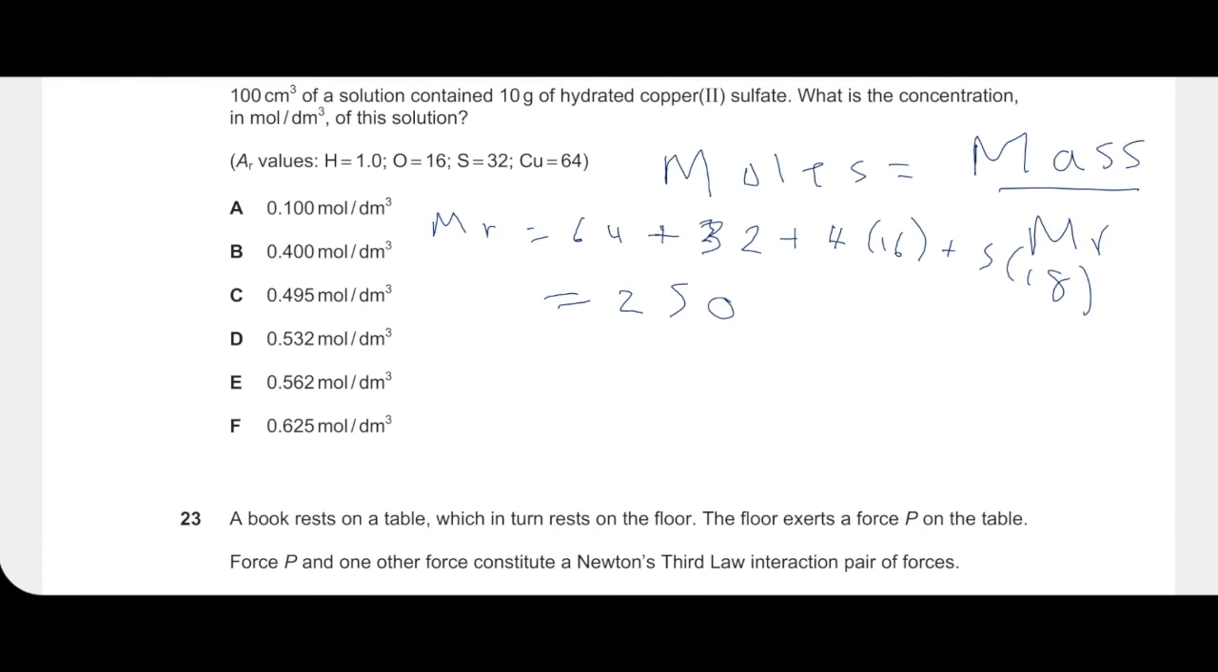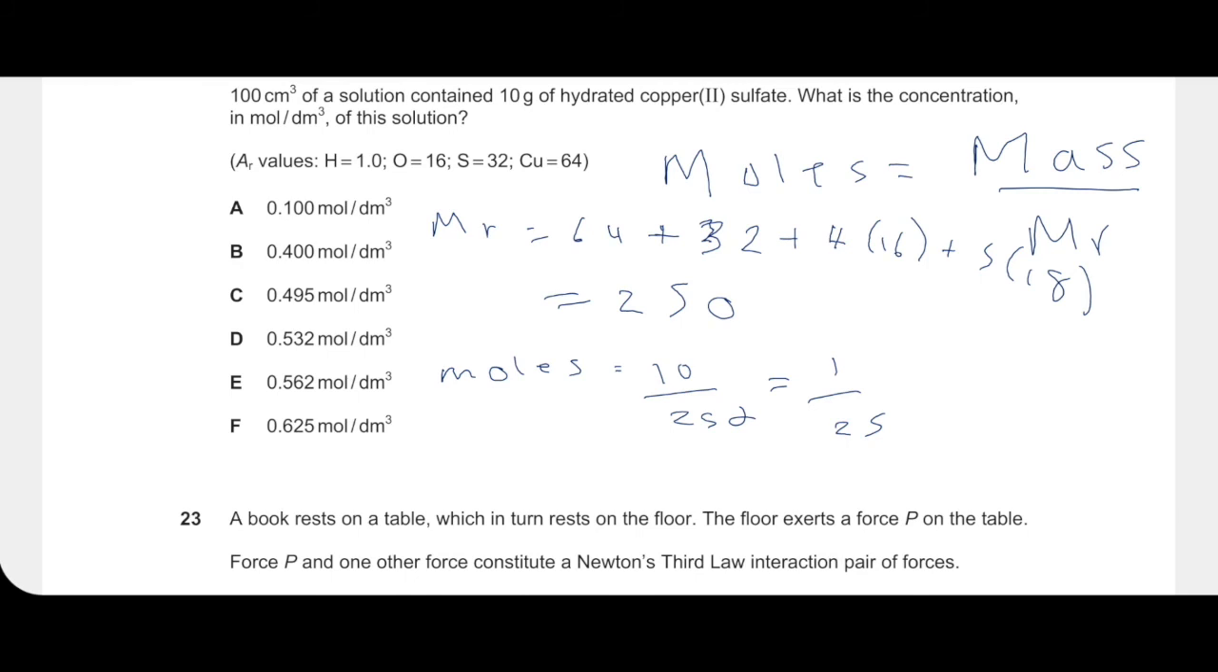So let's input the MR into our moles equation. Moles is equal to 10 over 250, which is equal to 1 over 25. Now that we know the moles, we can work out the concentration.